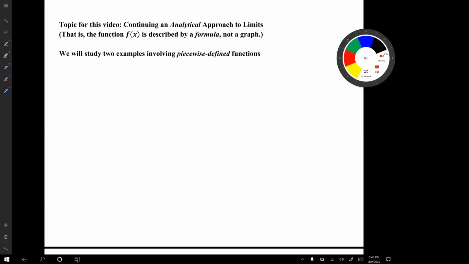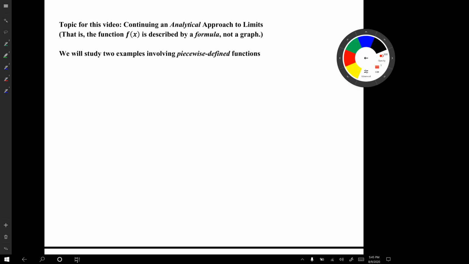Hi, I'm Mark Barsamian. In this video, we're going to continue considering limits from an analytical perspective. That is to say, limits where the function f of x is given by a formula. And in particular, in this video, we're going to be considering limits of what are called piecewise-defined functions.